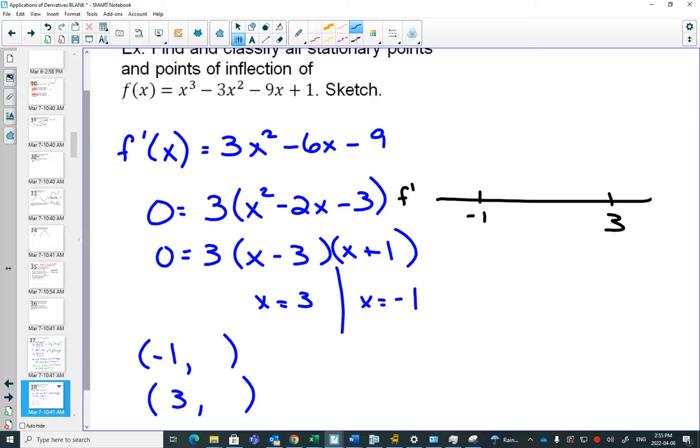So plugging in -1: -1, minus 3, -4, plus 9, positive 5, plus 1, 6. Plug in 3. 3 cubed, 27, minus 27. Minus 27 again, plus 1, minus 26. They're not nice looking points, but, well, they are, but they aren't.